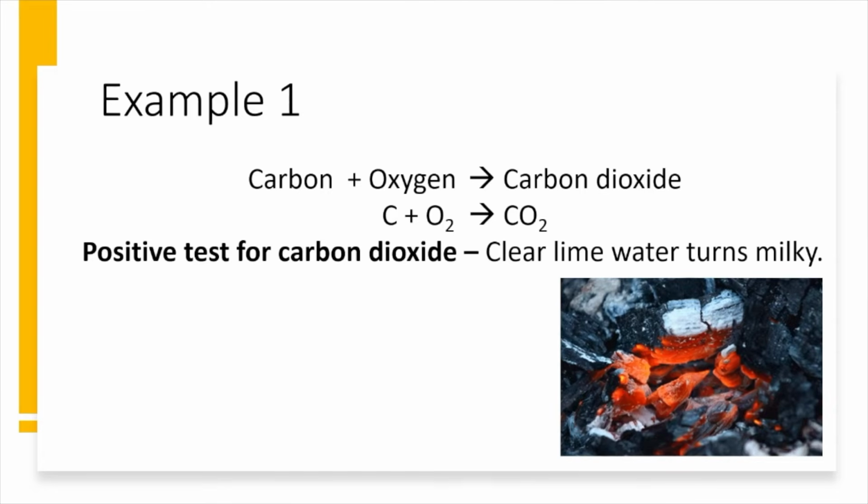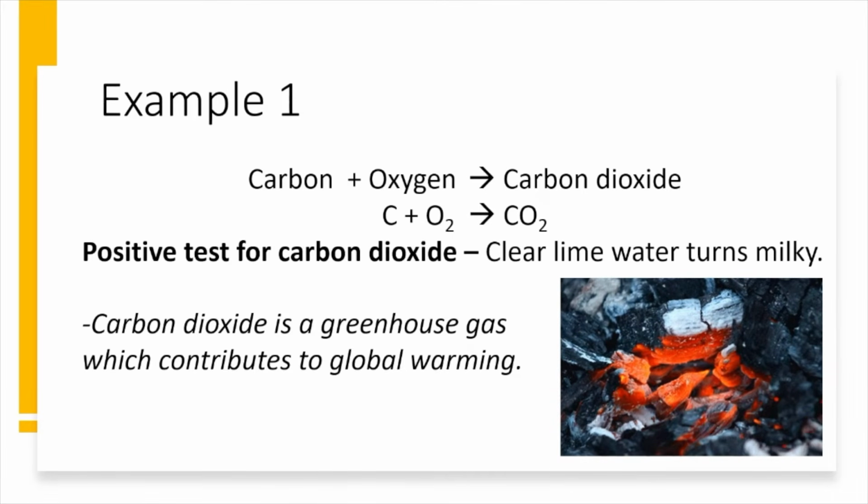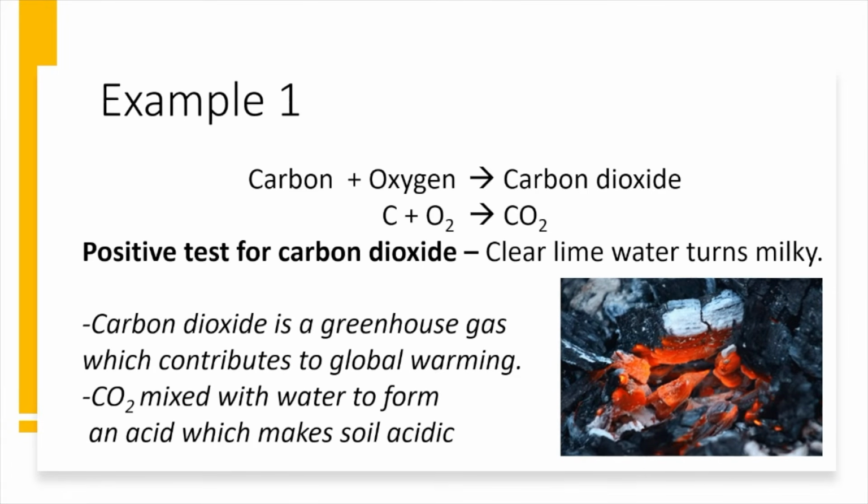Now remember we said nonmetal oxides create acidic oxides, which means it has an acidic nature. So carbon dioxide is classed as a greenhouse gas which can contribute to global warming. But when CO2 is mixed with water as precipitation in the air, it forms an acid which can make soil acidic. So it can either cause acid rain or make our soil acidic if it combines with water.